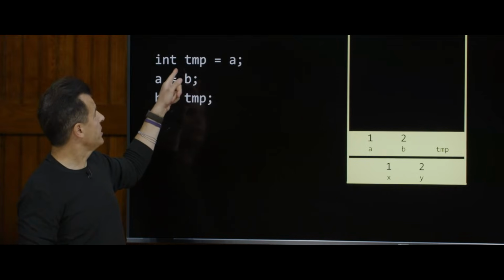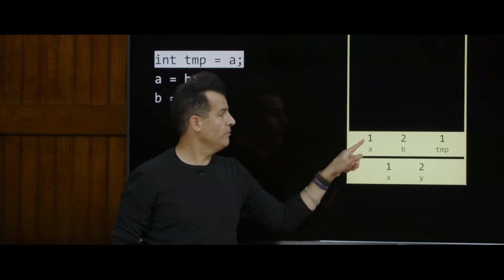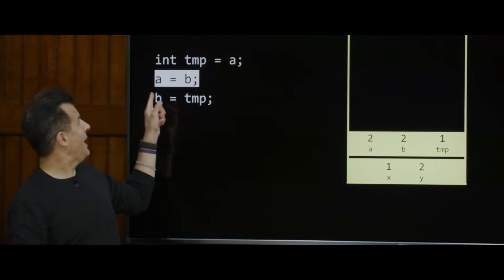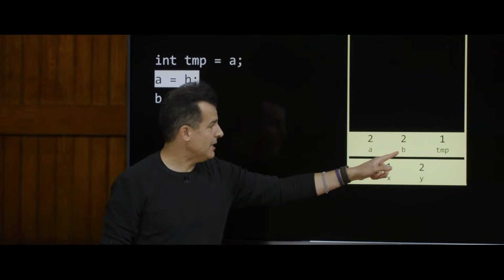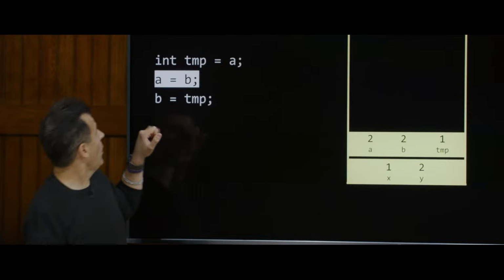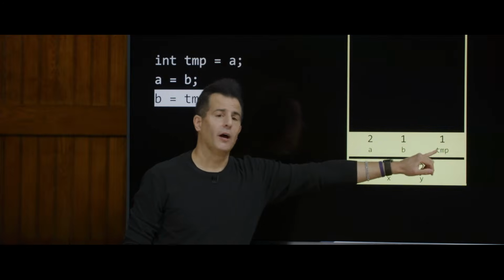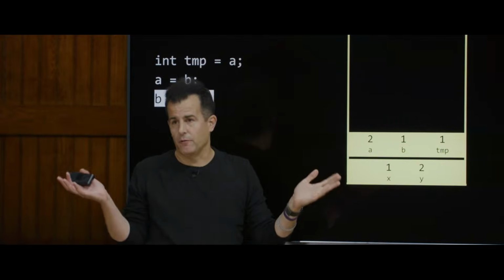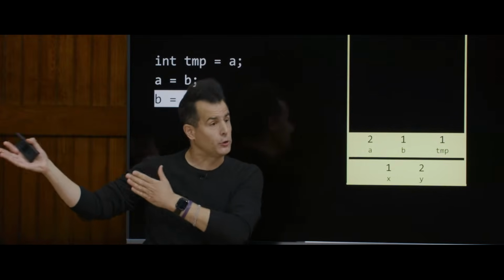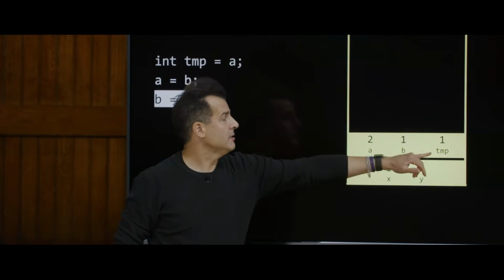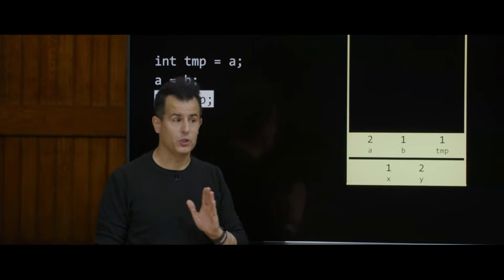But consider this first line of code. Int temp gets a. So temp takes on the value of a. Next line of code, a gets b. So a gets the value of b. Meanwhile, b gets the value of temp. Now, temp still has a copy of 1, so it's not quite analogous to the liquid because that glass is clearly now empty. But it does contain remnants of what it once did. But the key here is that a and b have successfully been swapped.